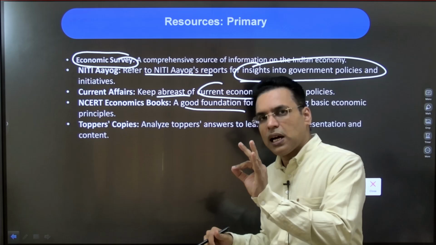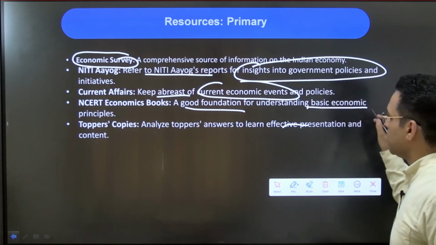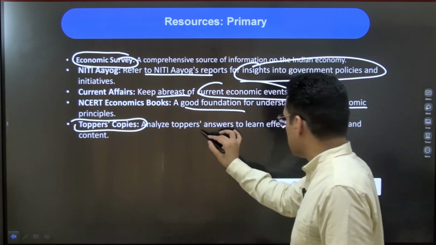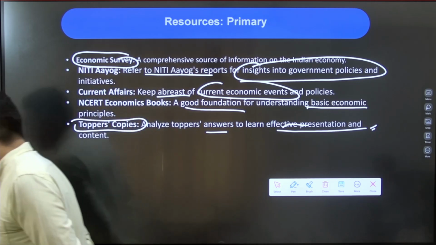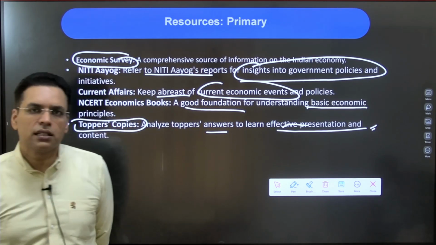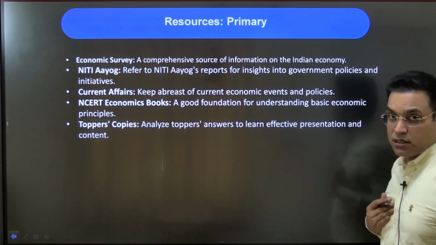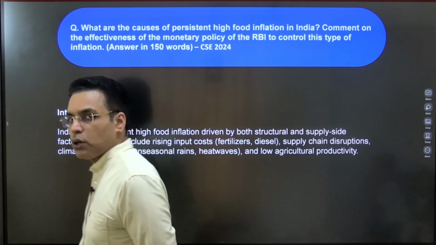Then NCERT economics books, very good for foundation reading, for analytical answers. Not all, कुछ chapters important हैं. I'll tell you the chapters also which can be read for the mains examination for basic economic principles. The toppers copies can be read, analyze toppers copies, learn presentation and content, how it can be effectively driven. So when you look at these things, your GS3 scores will automatically go up by 5 to 10 marks. That is my understanding.